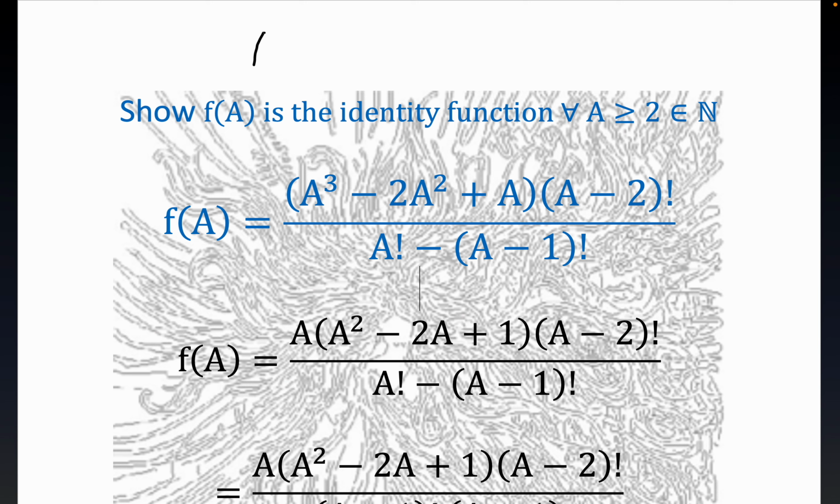Today is that this messy looking quotient is the identity function. That is, we're trying to show that f of a, we're talking about natural numbers here, positive integers, is equal to a. And we have to start at 2 since 1 minus 2 factorial doesn't make any sense in the discrete case. So again, we're trying to show that f of a is equal to a.